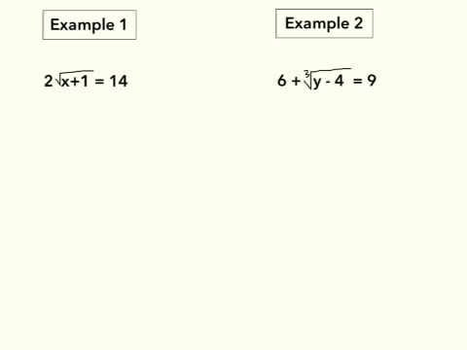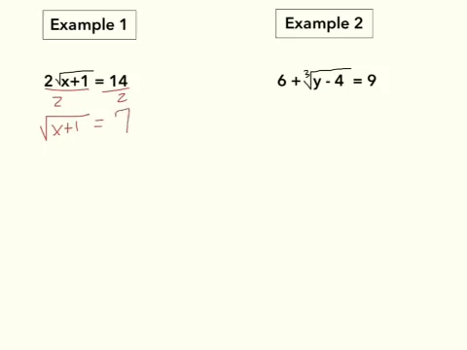Let's start with these two examples here. So the first step we said was to isolate the radical. That means we want to get this radical x plus 1 alone, so we have to get rid of this 2. Because it's 2 times the radical, we're going to divide by 2. And you do that to both sides because it's an equation. So now I have the radical of x plus 1 equals 7.